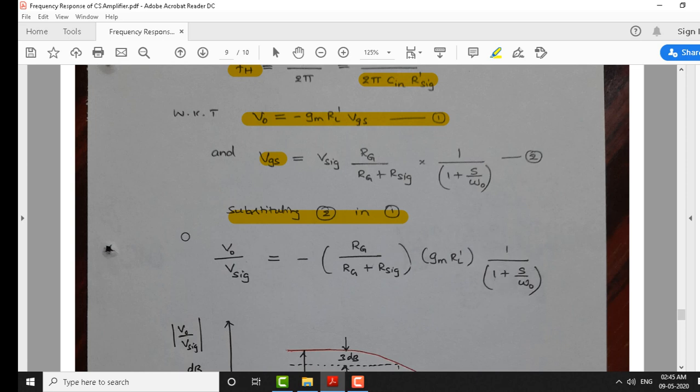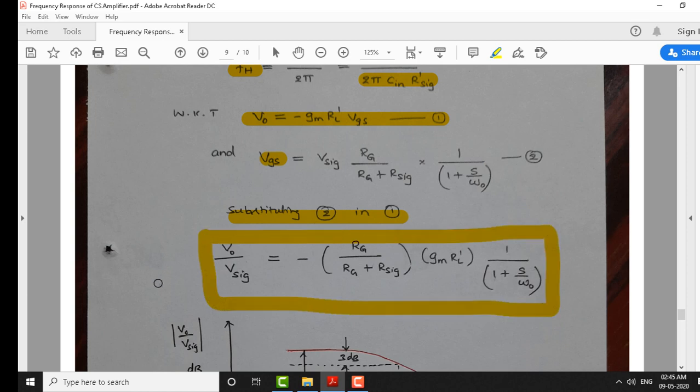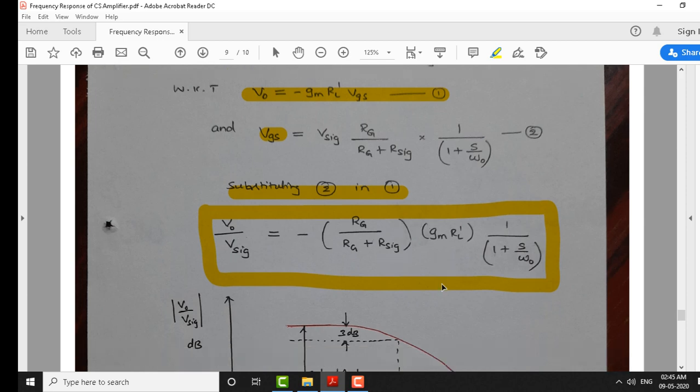So this is the expression for the high frequency response of the common source amplifier. This is the voltage gain expression for the high frequency response of the common source amplifier. I would like to remind you that this expression is only valid for the high frequency response. It becomes invalid for the low frequency response, so that's a condition one must not forget.